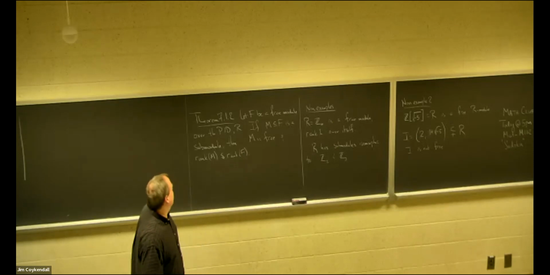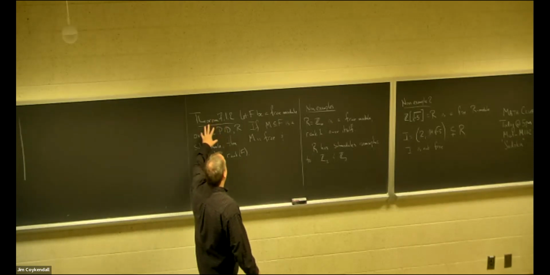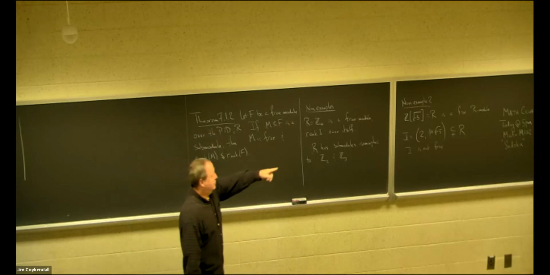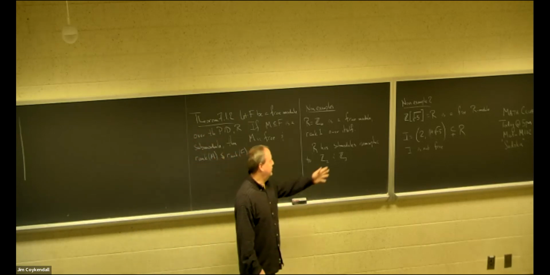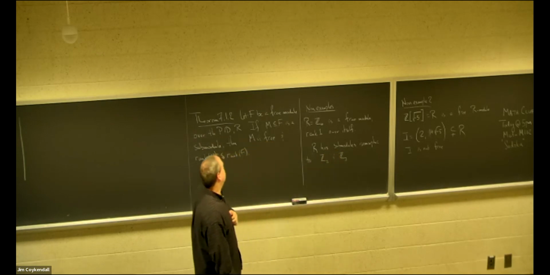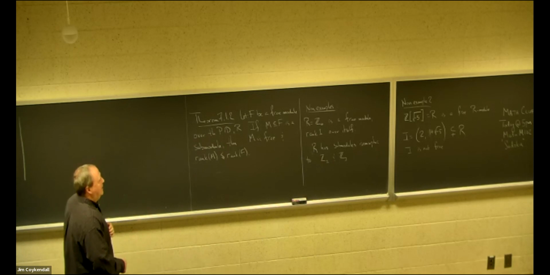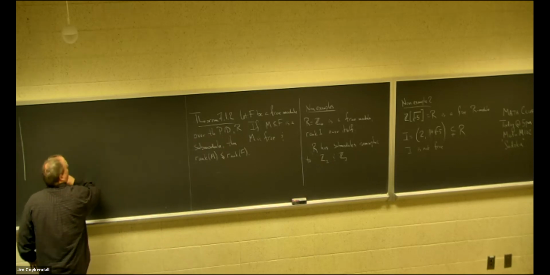Okay. So the big takeaway is this theorem here: if you have any free R module over a PID, and that's what non-example 2 shows, because this isn't a UFD, so it's not a PID, then any submodule is free and its rank is no more than the rank of the parent module. So corollary.